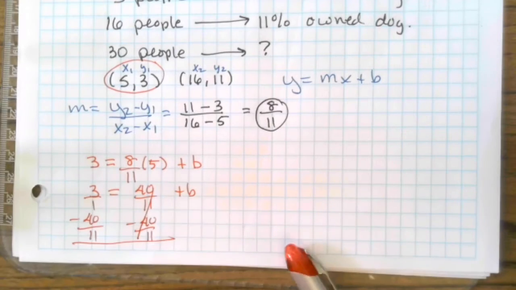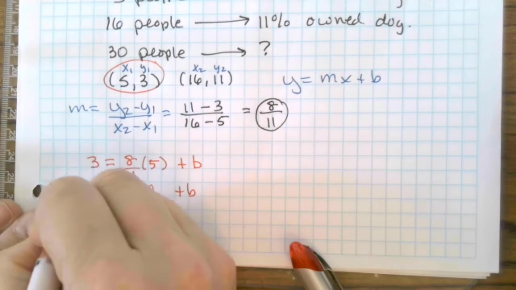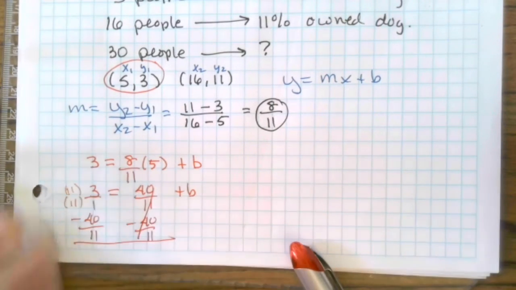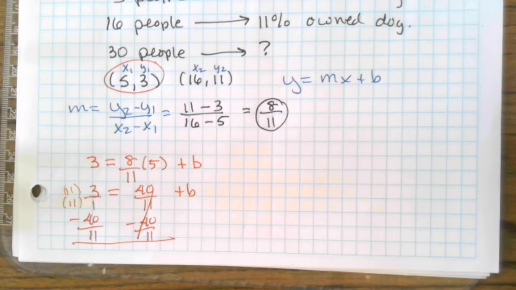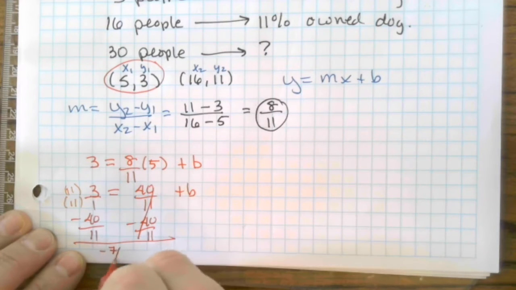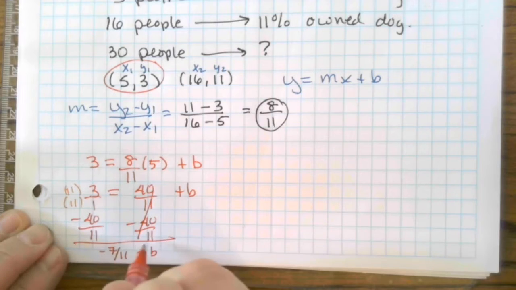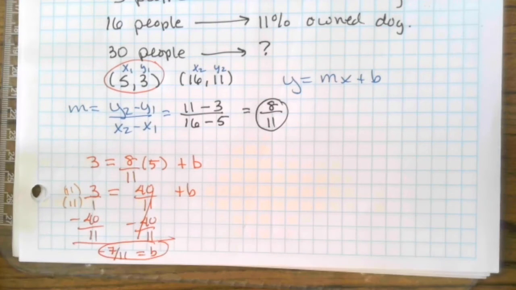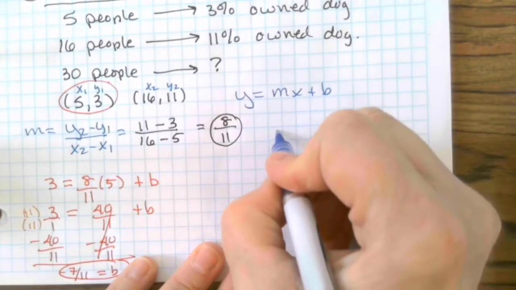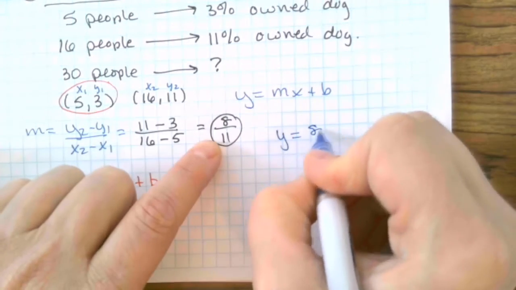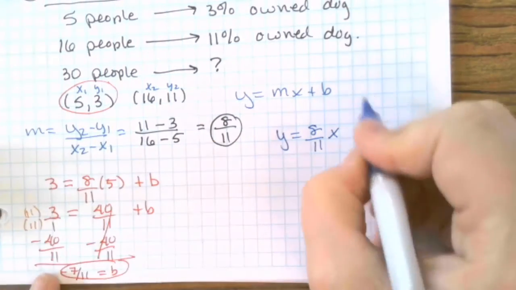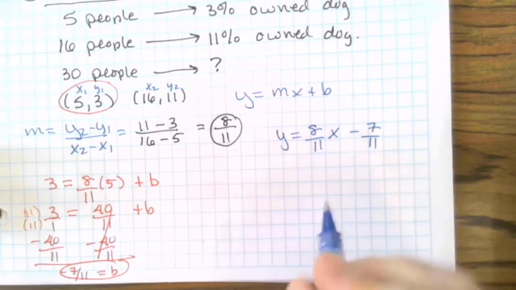Let's see, we need to multiply the 3 times 11 over 11. So 33 minus 40 is negative 7. Negative 7/11 is my b value. Now that we've got that, we're ready to actually write the equation. Y equals slope 8 over 11x minus 7 over 11.